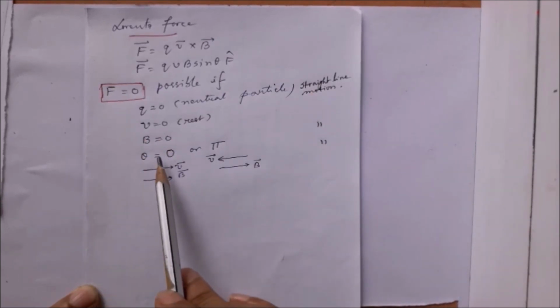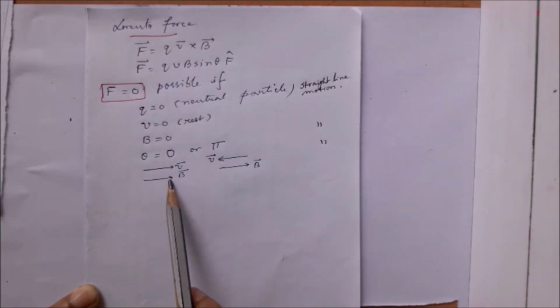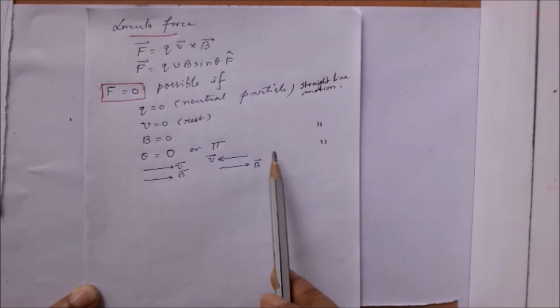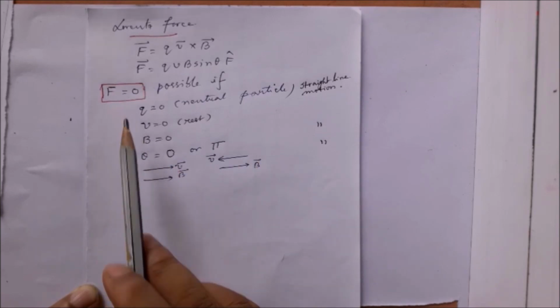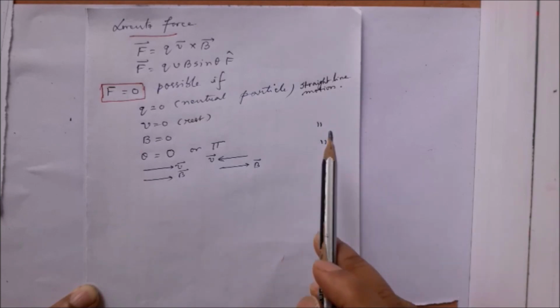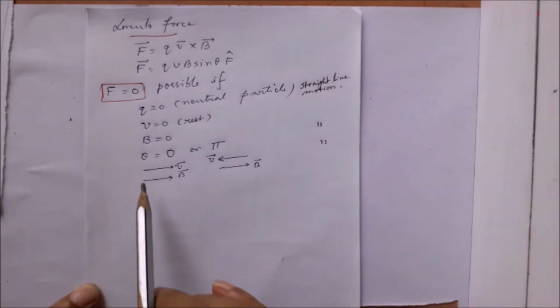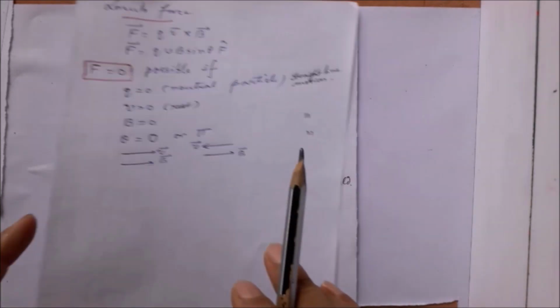If, as discussed earlier, theta is 0 or pi, that is if velocity is parallel or anti-parallel to B, then also the particle will not experience any force, and as per Newton's first law of motion, will continue to move in a straight line. So these are the situations where particle experiences no Lorentz force.